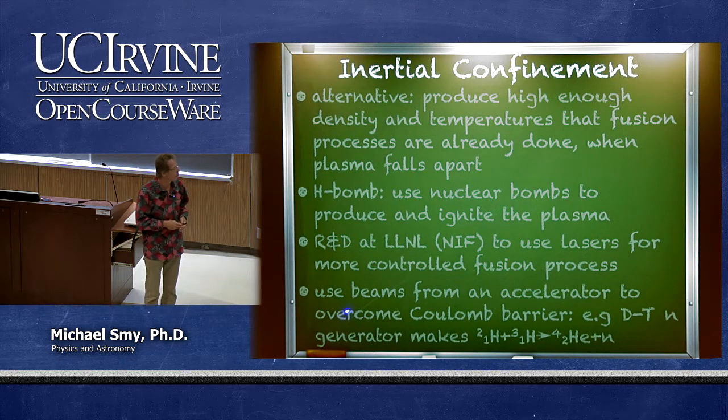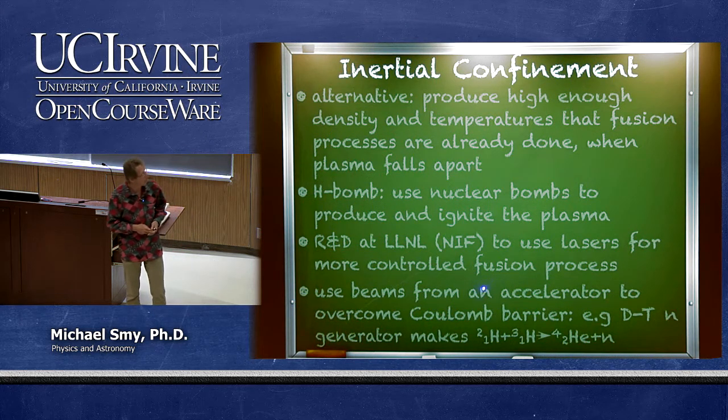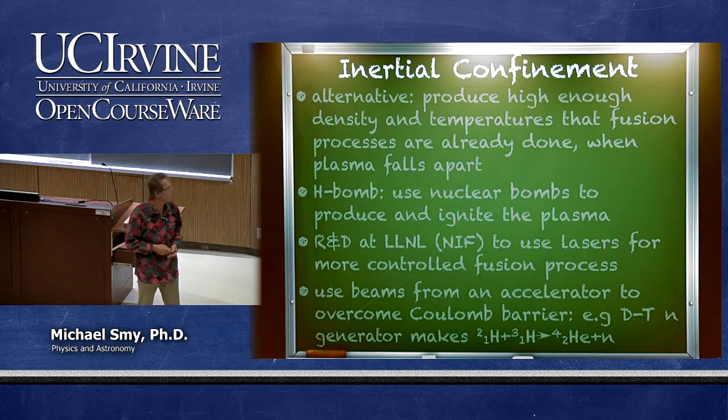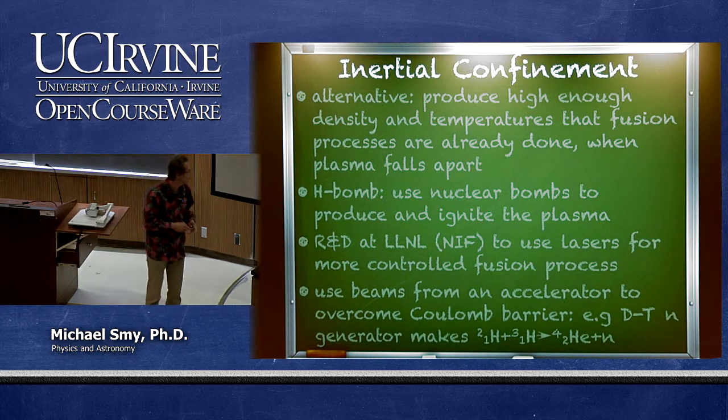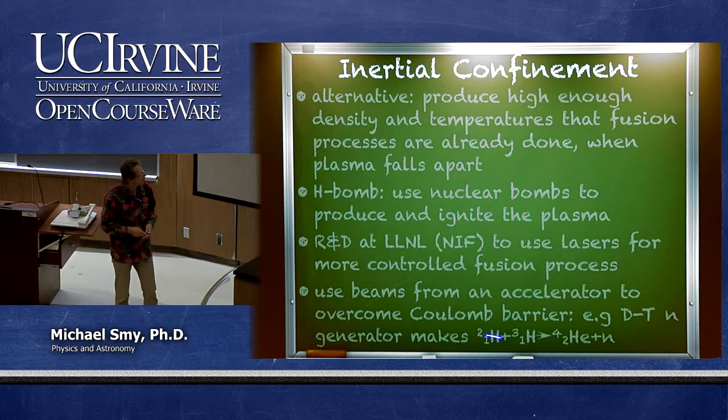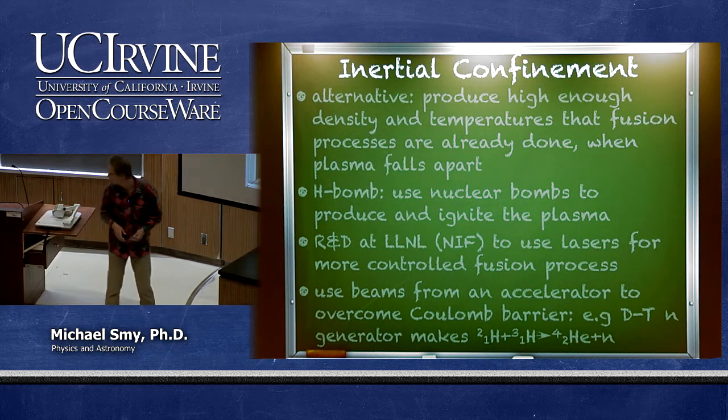And finally, one can use accelerator beams to overcome the Coulomb barrier. For example, one can buy relatively cheaply deuterium-tritium fusion generators that produce neutrons. They're useful for finding oil deposits in the Earth, for example. And they make the same process.